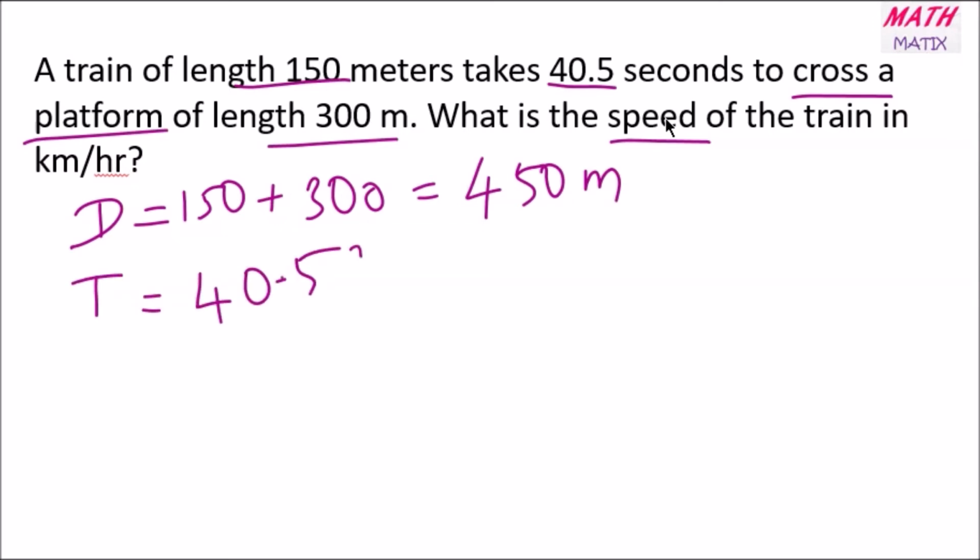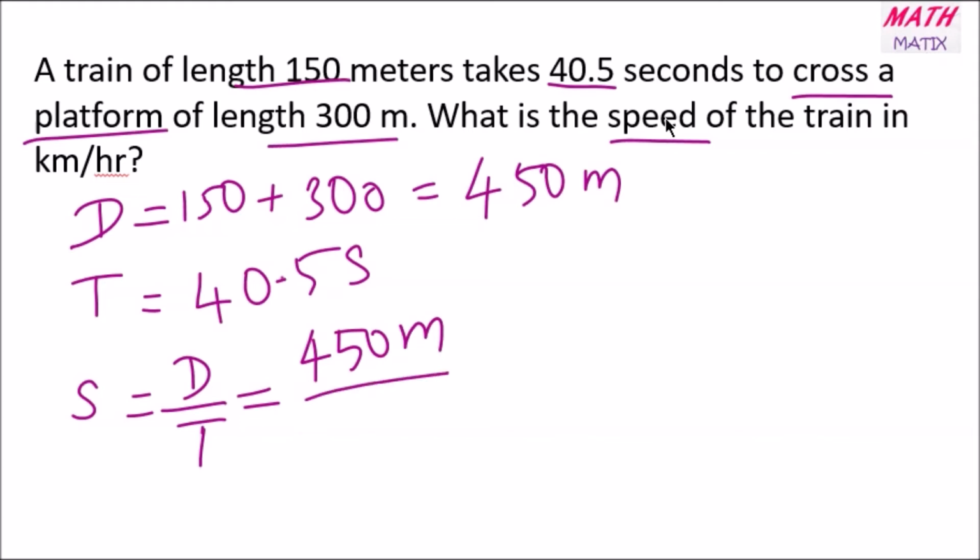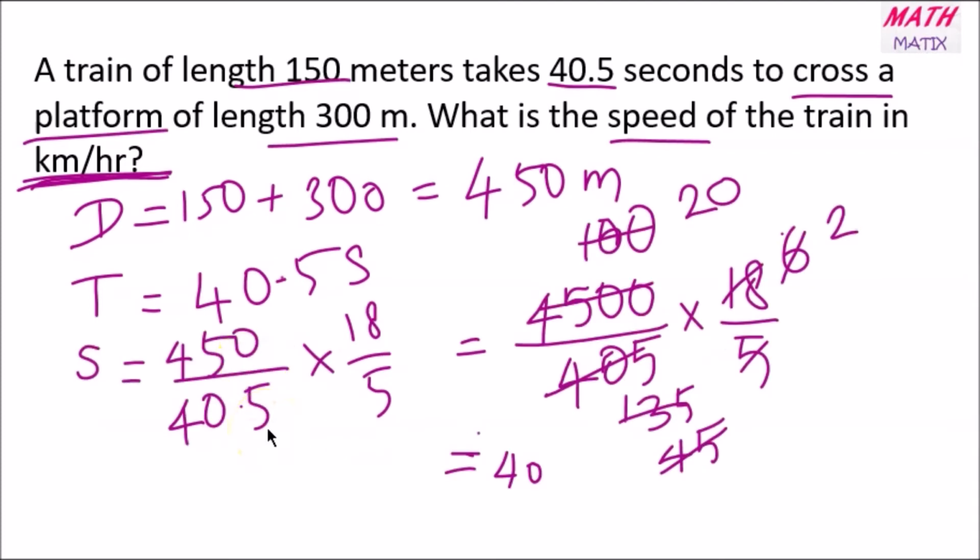And the time is 40.5 seconds. We know the formula for speed is distance divided by time, equal to 450 meters per 40.5. We have to find the answer in kilometer per hour, so we have to multiply it by 18 divided by 5. To simplify this, I multiplied the numerator and denominator by 10.